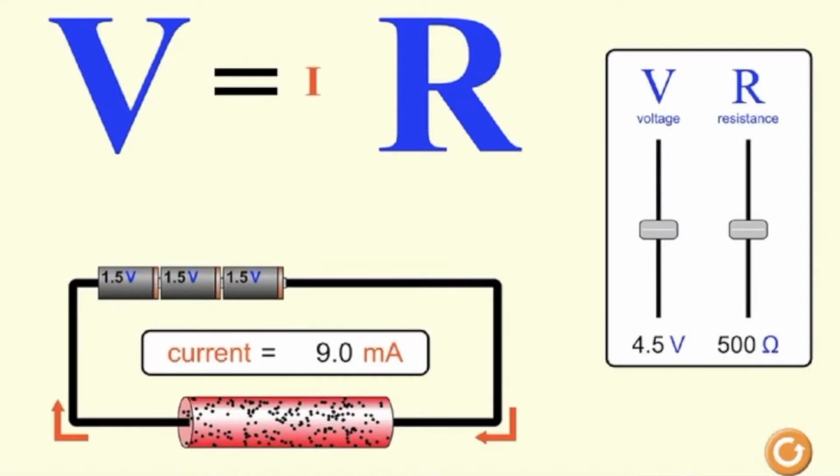We've got another great simulation from PhET here. What we've got is a series circuit with 3 cells in series. Each of these cells is 1.5 volts, so the total potential difference in this series circuit is 4.5 volts. We've got a resistor in series with these, and a way of measuring the electric current, and you can see the current is 9 milliamps.